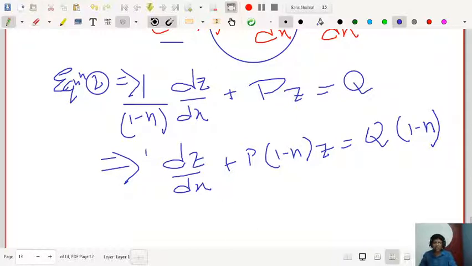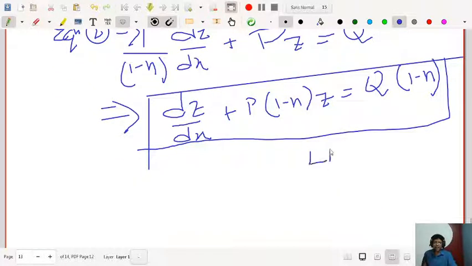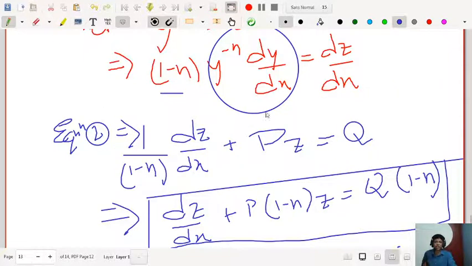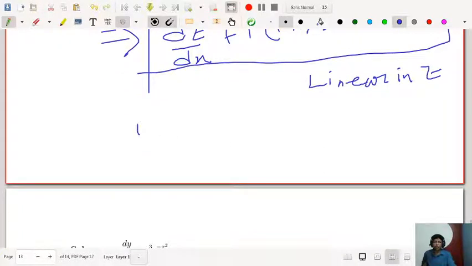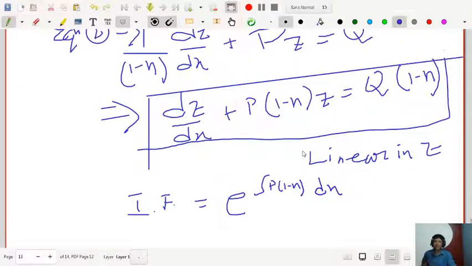So this is nothing but linear in z. Look at that, my dear students, p(1 minus n) is a function of x or constant, and q(1 minus n) is a function of x or constant, and this is linear in z. So your dependent variable y has been changed to z. Now your integrating factor for this equation is e to the power integral of p(1 minus n) dx. So you integrate and do the process the same as solving linear equations.